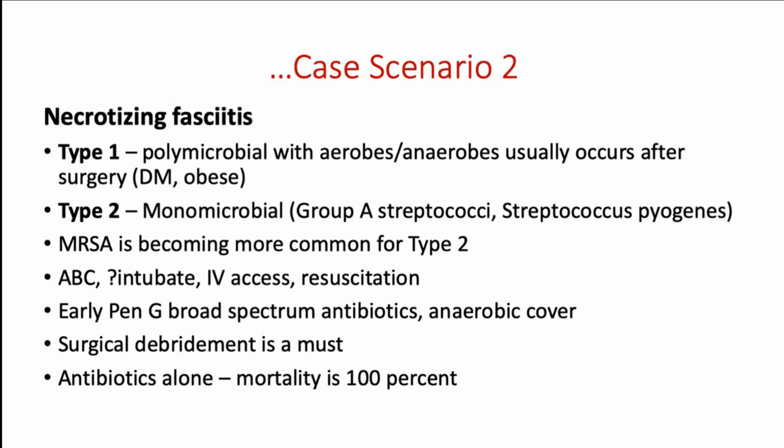fasciitis. So in all these patients, you have to go for ABC: intubate the patient, IV access, resuscitation, early broad spectrum penicillin G, and anaerobic cover should be given. And surgical debridement is a must, because with antibiotics alone, mortality is 100% in necrotizing fasciitis.